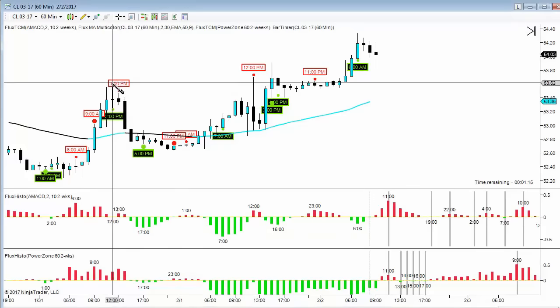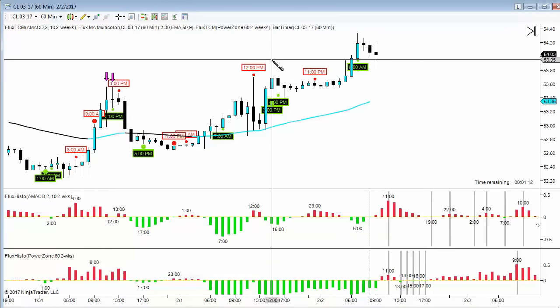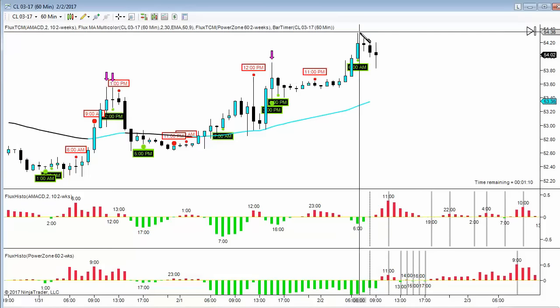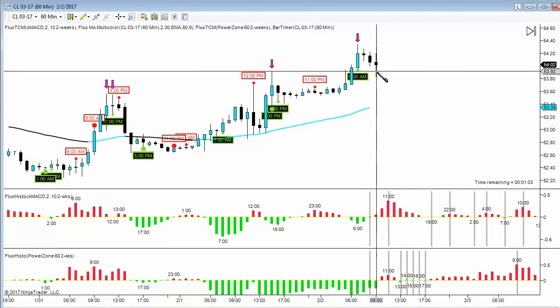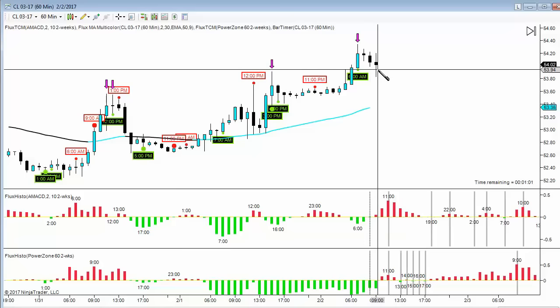We had a higher high over here, we had a higher high over here, and now we have a higher high over here. And in each of those cases, the market is pulling back and pushing away.